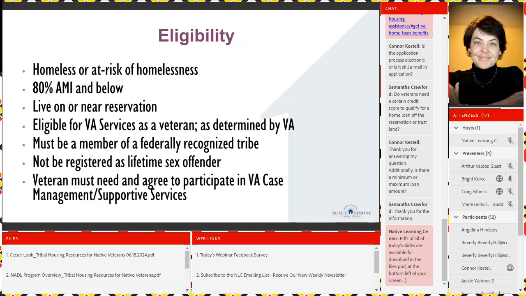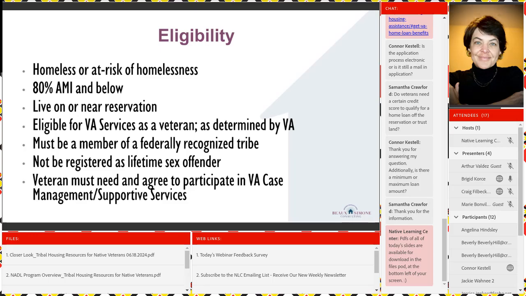So tribal HUD VASH has some different qualities than the traditional HUD VASH program. So homeless or at risk of homelessness. So tribes are allowed to use an expanded definition of homelessness under this program. I ran a VASH program in Southwest Colorado under our voucher program. It was not tribal. We had to be very strict about our definition of homelessness when we leased up a veteran. They had to be in a shelter, on the streets, camping, that kind of thing.